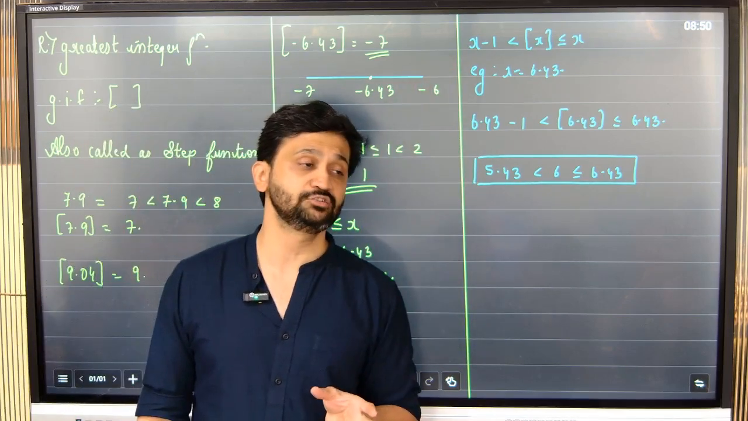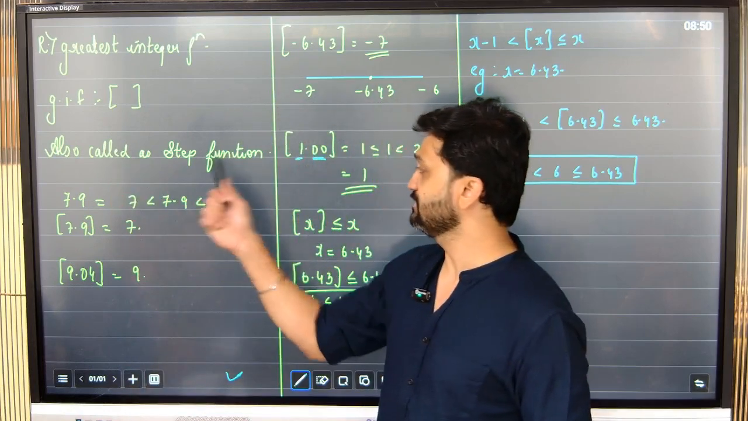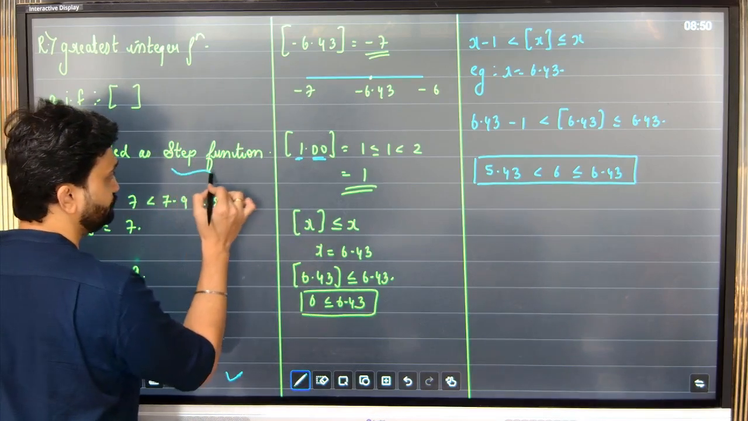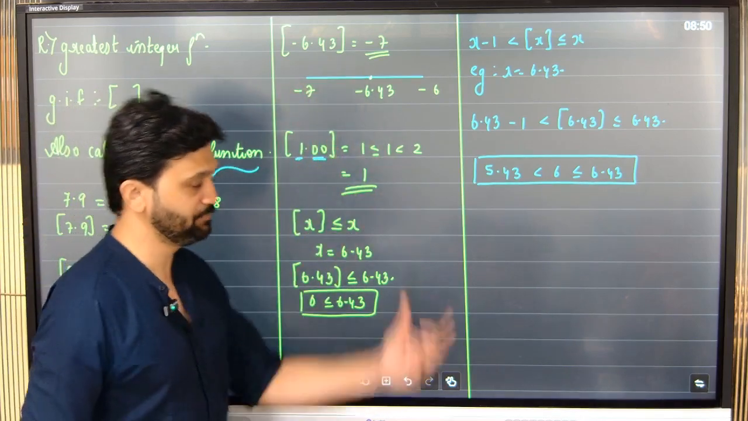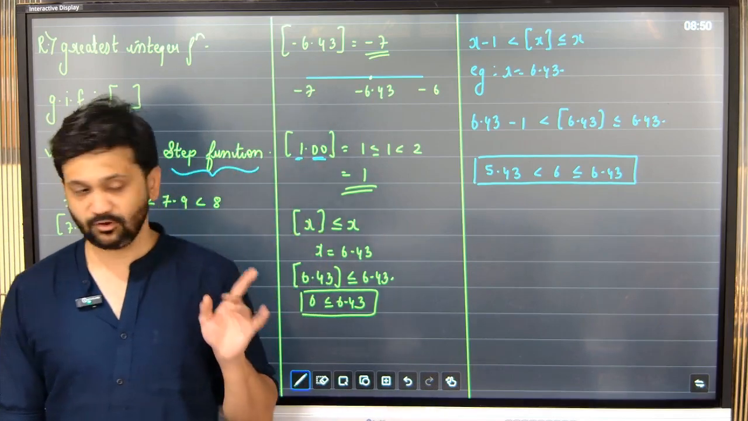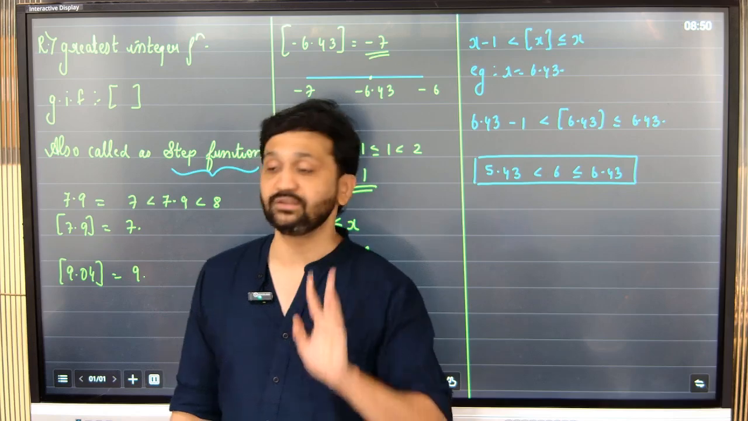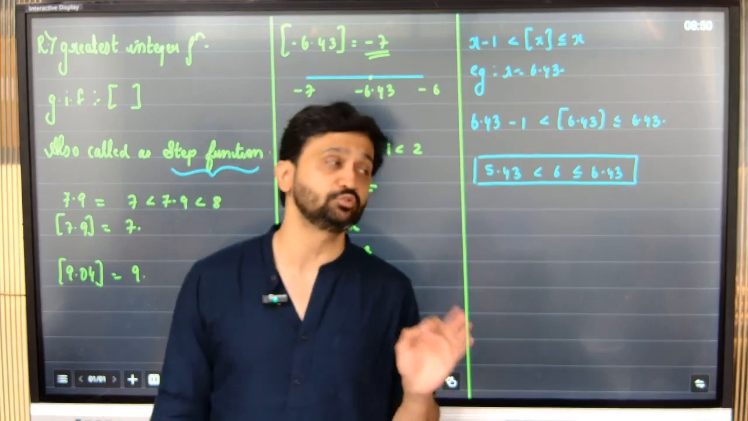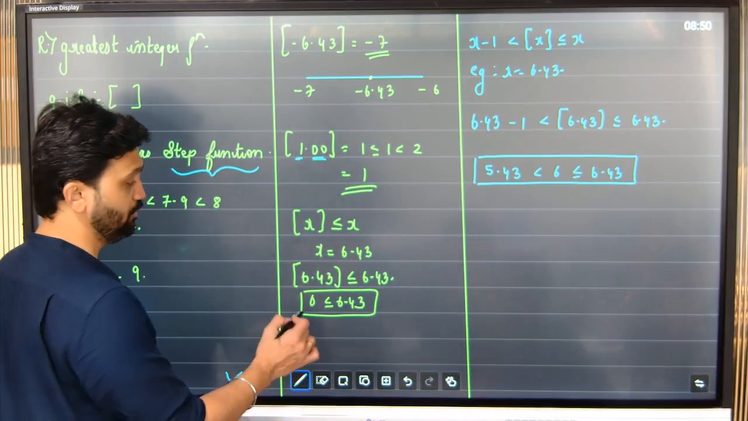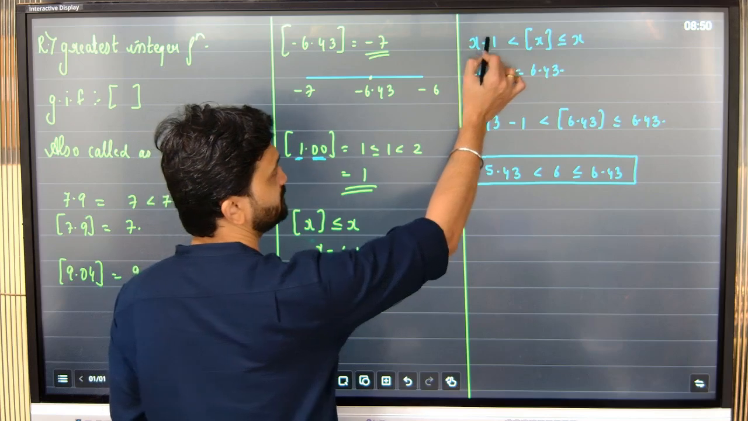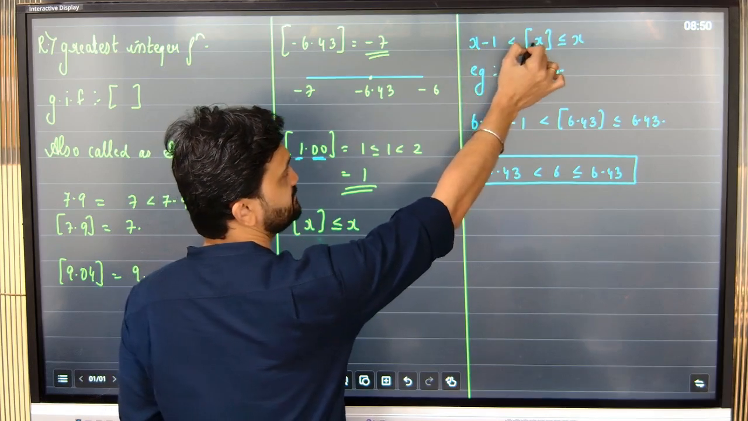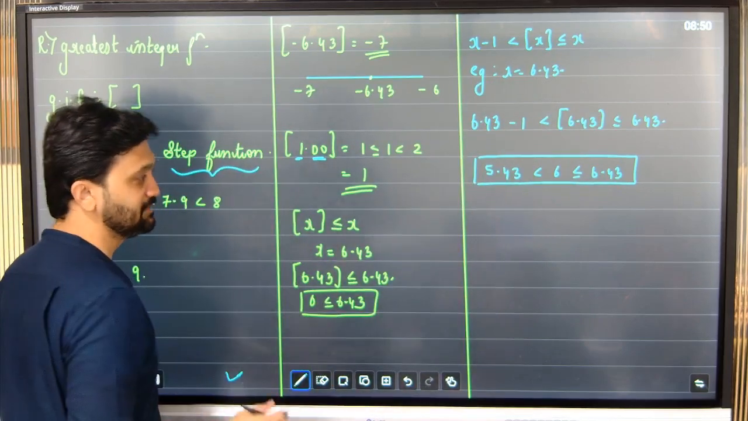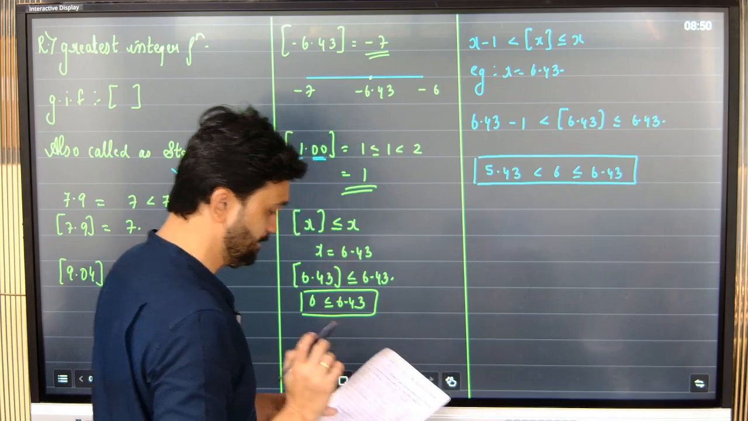So now I have understood that this is called a step function. It is a very important point. You can take any example. Whatever number is given on the number line, it will always lie between two integers, and the smaller integer will always be my answer. If I put the value of x as 6.43, this becomes 6.43 minus 1 is less than the greatest integer of 6.43, which is less than equal to 6.43, and this satisfies the condition.